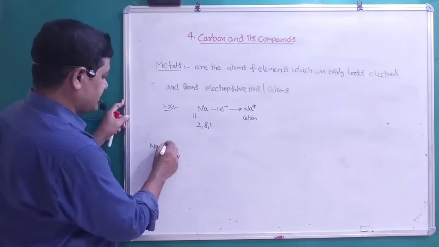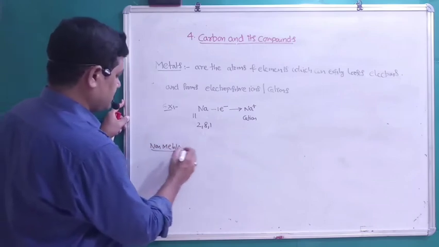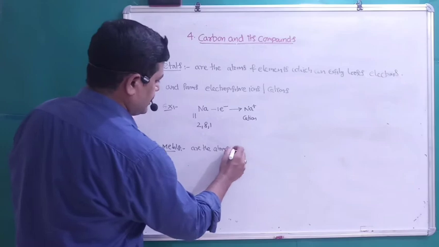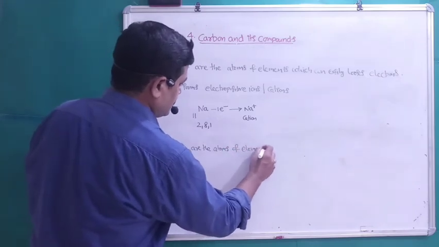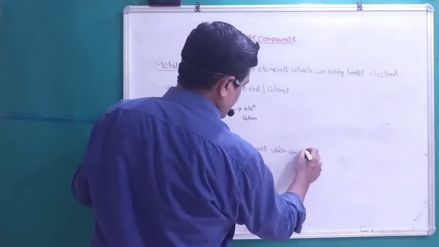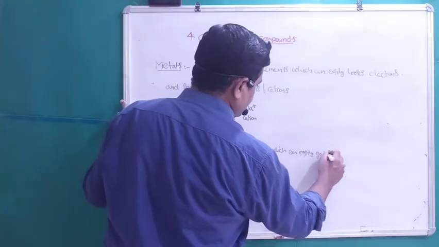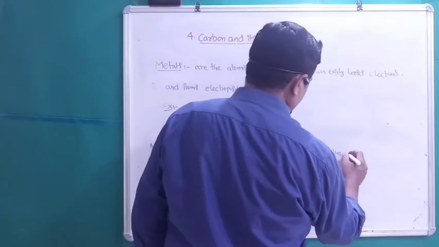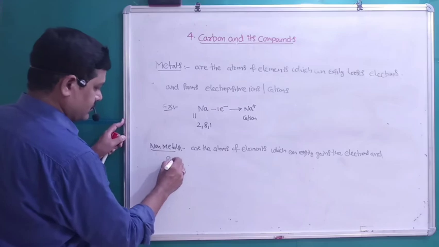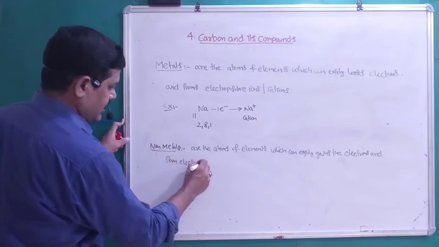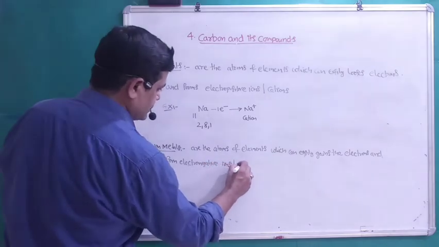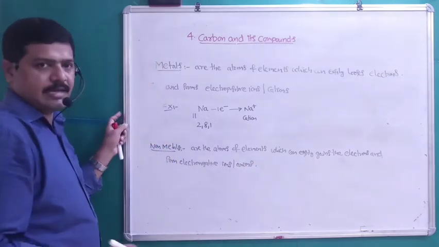Whereas non-metals are the atoms of elements which can easily gain electrons and form electronegative ions, which are called anions.